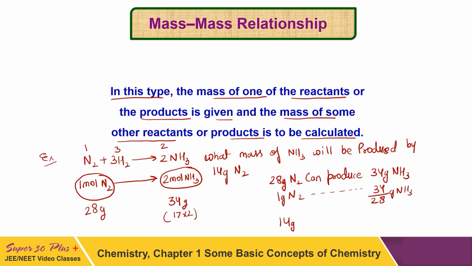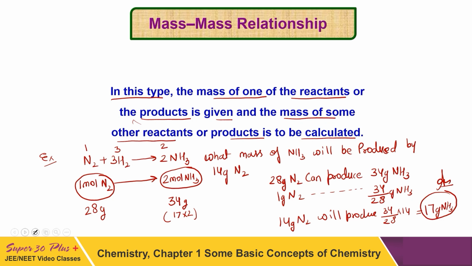What about 14 gram nitrogen? Students, so 14 gram nitrogen will produce 34 by 28 into 14, which is equal to 17 gram ammonia. So the answer of this question will be 17 gram. Now in this, we have been given the mass of one reactant and we calculated the mass of another with the help of stoichiometry, right?